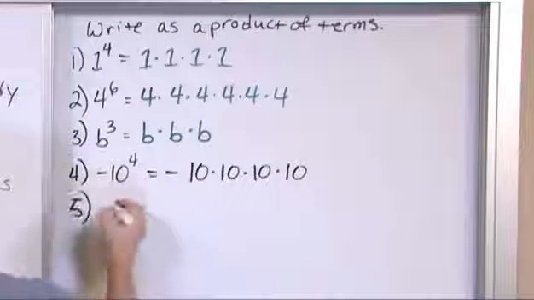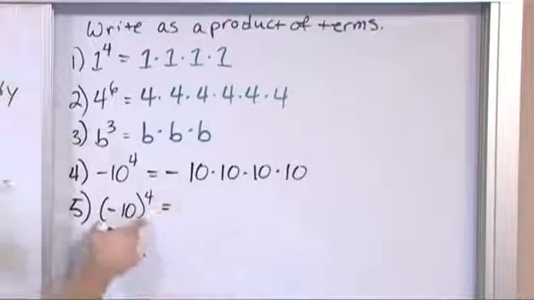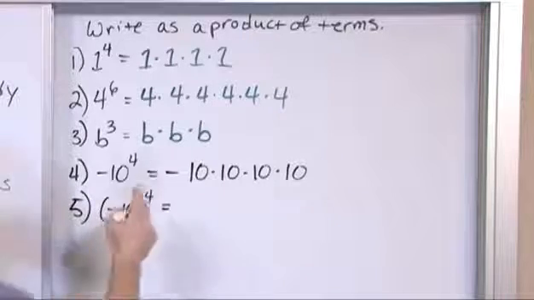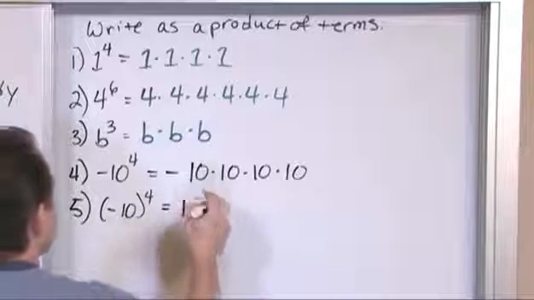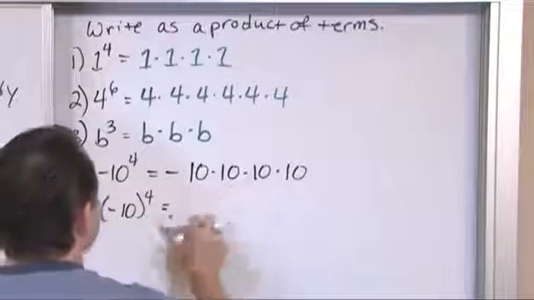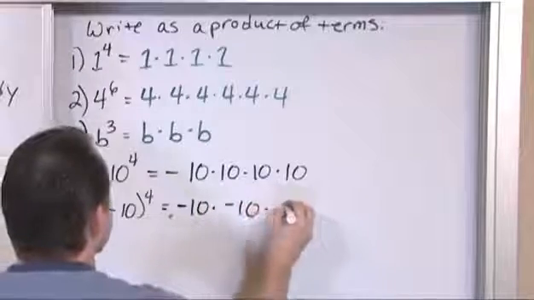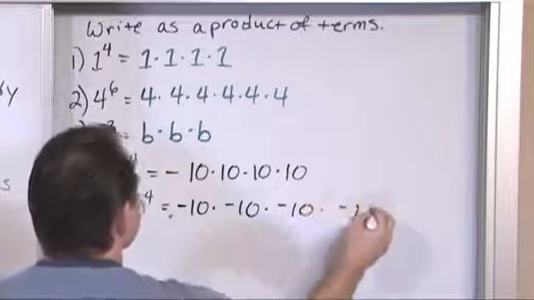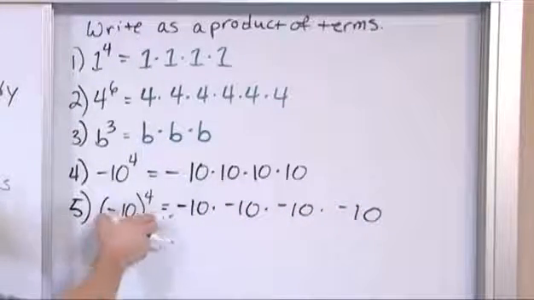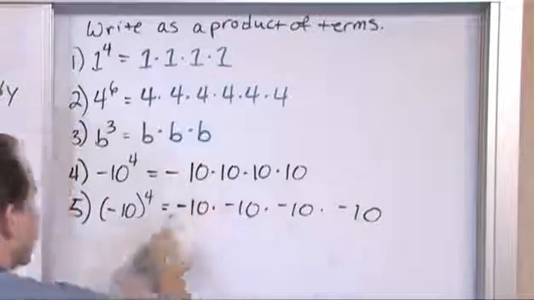Now if I had written it differently, negative 10 raised to the power of 4, everything is inside the parentheses. That is the base. So here I would have negative 10 times negative 10 times negative 10 times negative 10. So you see it's clear because it's all inside the parentheses that the negatives are carried throughout. This is going to give you a different answer than this because of the negative signs.